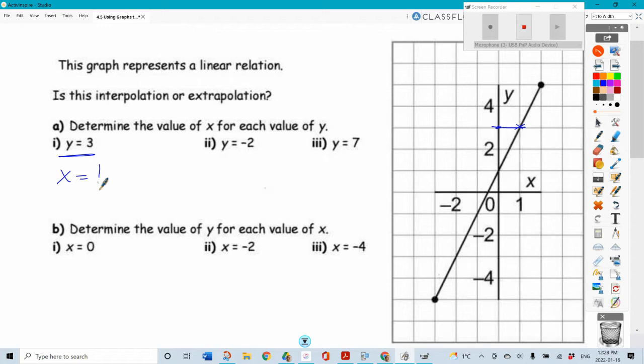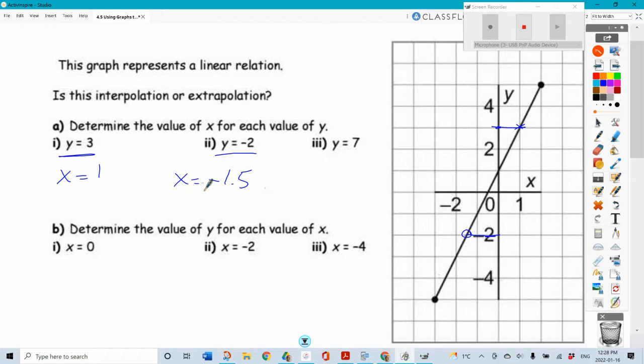Now, let's take a look at this next one. For this one, I've got y equals -2. Y at -2, and I go over here to where I find my point. In this case, it looks like it's about -1.5. So that's what x is equal to.